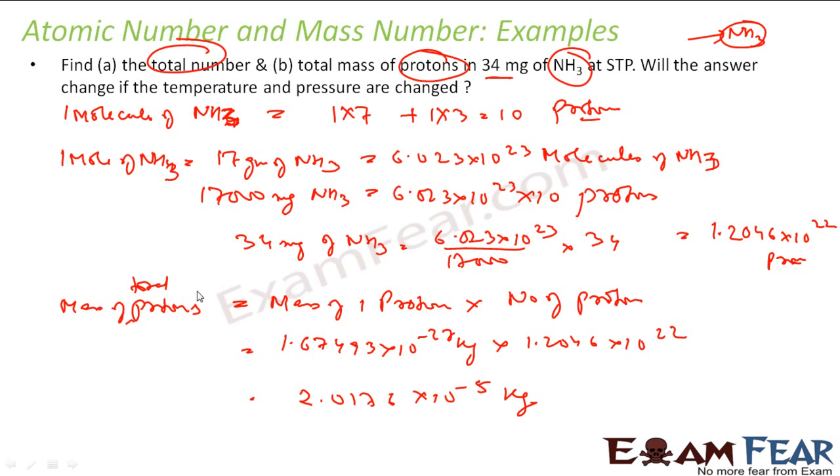Now the question is, will the value change if you change temperature and pressure? No. Why? Because it doesn't matter which temperature you're looking for. The number of protons is the same and the mass of a proton is the same, doesn't matter which temperature and pressure we are looking for. The answer will be the same.